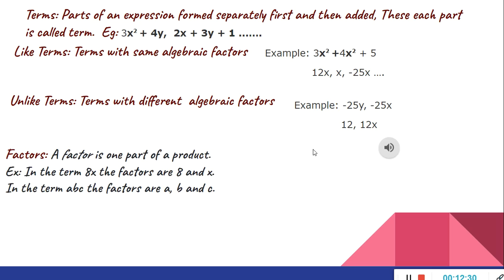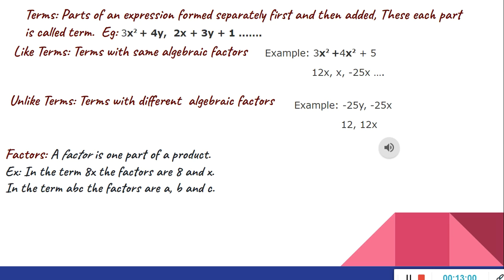A factor is one part of a product, isn't it? A factor is one part of a product. For example, in the term 8x, the factors are 8 and x. Like in the term ABC, the factors are A, B and C. In 12x, 12 and x are both factors of the term.